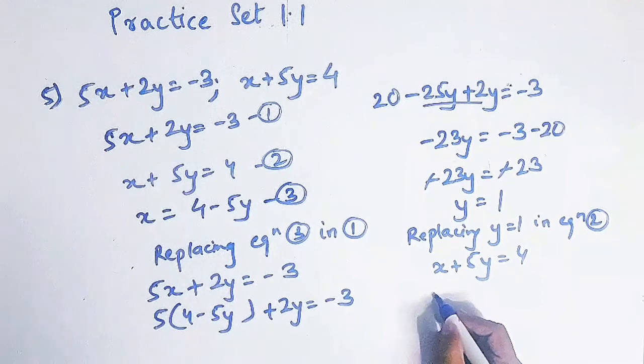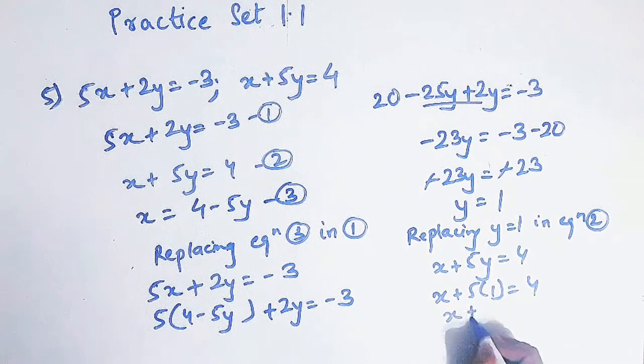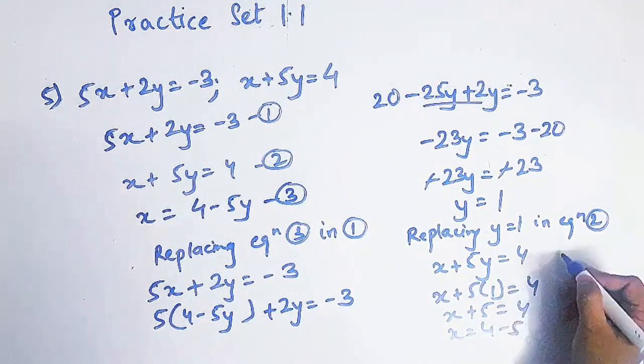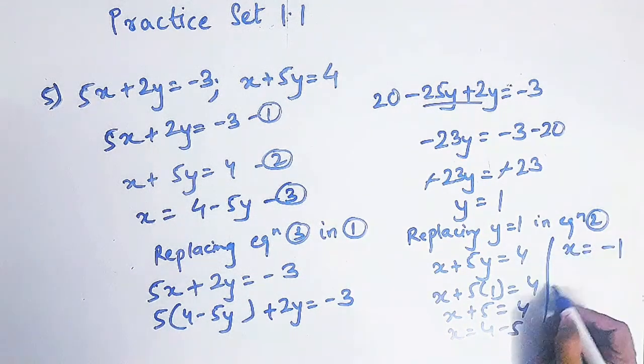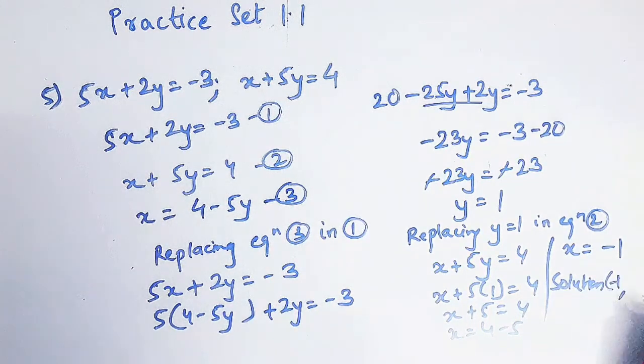So x plus 5 equals 4, and x is equal to 4 minus 5. So you get x equals minus 1. What is the solution? Solution is minus 1 comma, what is y? 1. Okay, this is another method of doing the simultaneous equation, which is called substitution method.